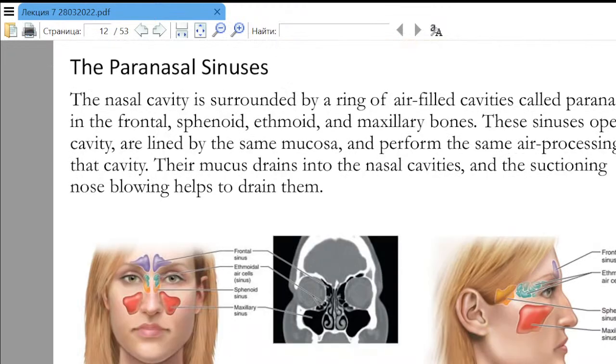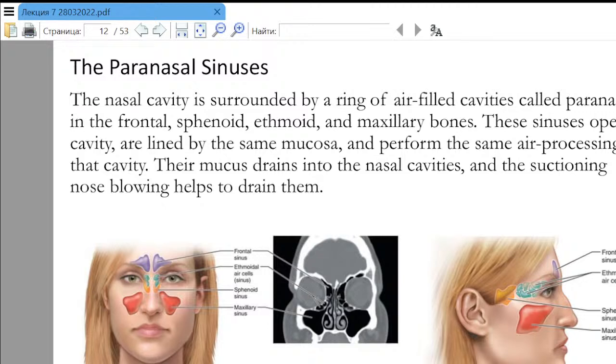Next question, the paranasal sinuses. The nasal cavity is surrounded by a ring of air-filled cavities called paranasal sinuses, located in the frontal, sphenoid, ethmoid, and maxillary bones.